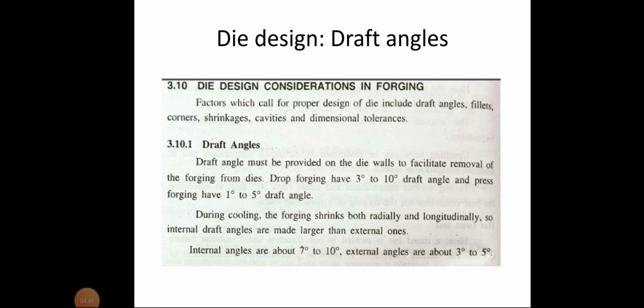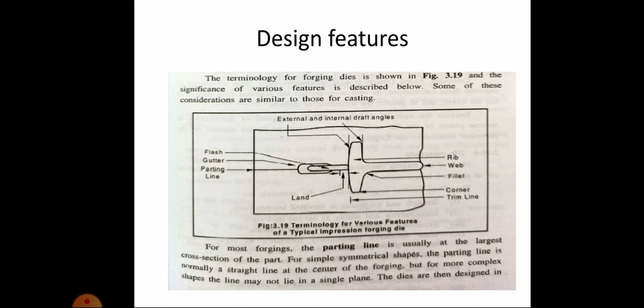Then the design features. This is a diagram. In this diagram we can see the flash gutter, parting line, external and internal draft angles, rib, web, fillet, corner, trim line, etc. These are all the design features that a forging die must have. The terminology for forging die is shown in the diagram, and the significance of various features is described below.